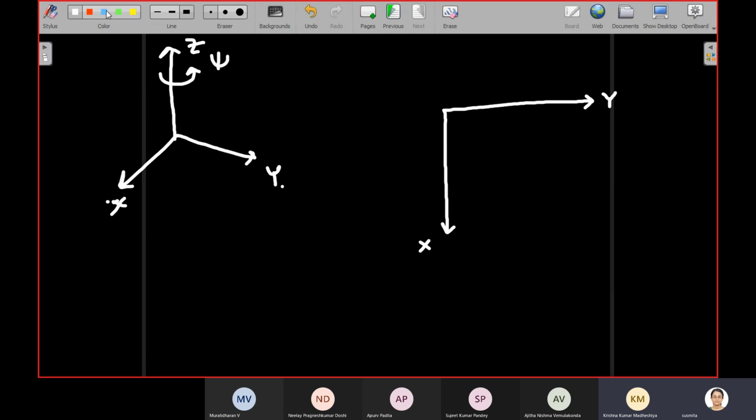So after the rotation, we have x prime and y prime. Now our objective is to find x prime and y prime in terms of x and y. And we know that z prime is equal to z. The z coordinate does not change.